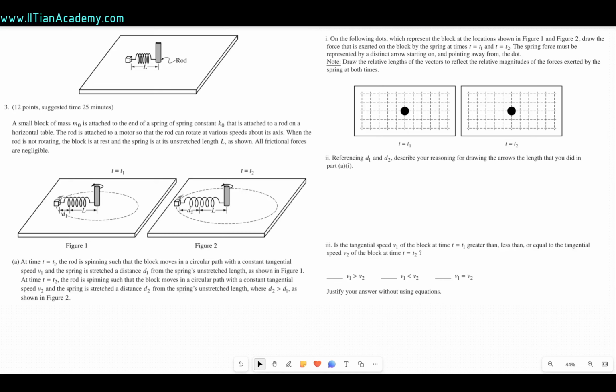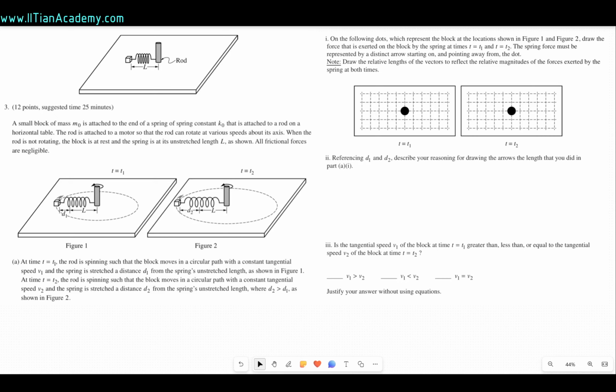So in question 3, we have a small block of mass m0 attached to the end of a spring of spring constant k0, which is attached to a rod on a horizontal table. We're told the rod can rotate at various speeds about its axis. And we're told when the rod is not rotating, the spring is stretched to a distance L.